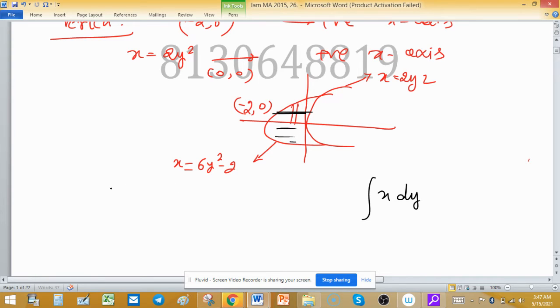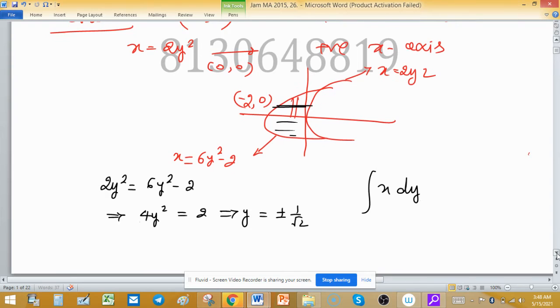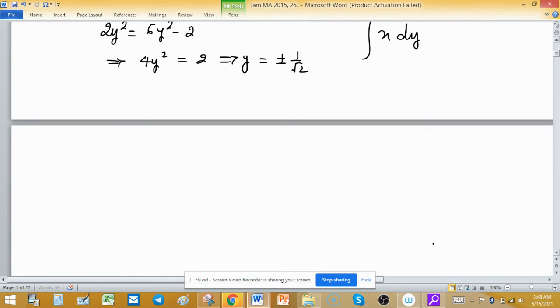So find the limit of y. This is 2y square is equal to 6y square minus 2. This implies that 4y square is 2. This implies y equal to plus minus 1 upon root 2. Now we are going to integrate over the limit, minus 1 upon root 2 to 1 upon root 2, and you have to take 6y square minus 2, or you can take 2y square first.